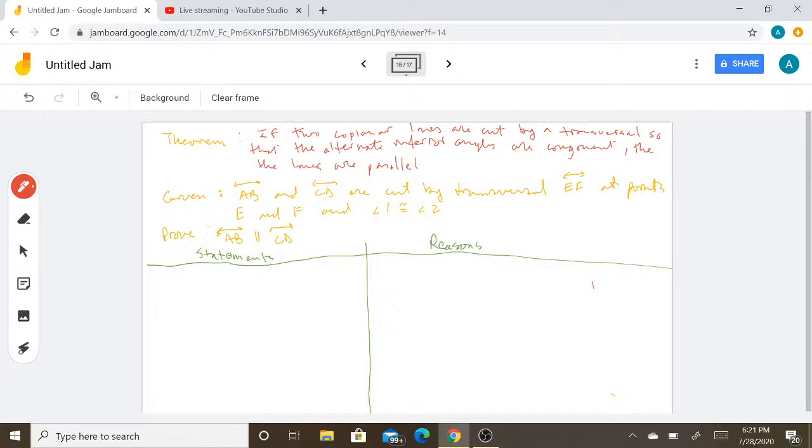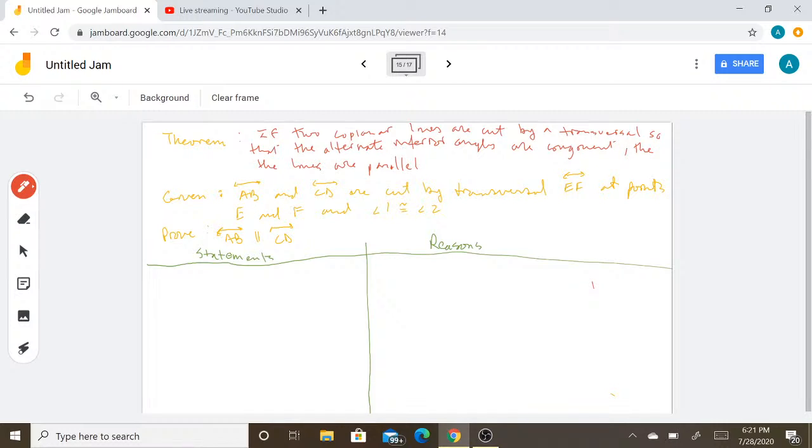So if we're given that lines AB and CD are cut by a transversal EF at points E and F, and that angle 1 and angle 2 are congruent, prove that line AB is parallel to line CD. So to prove this theorem, we can use an indirect proof. What that means is we can make an assumption and then contradict the assumption to prove this theorem. So what we can do is assume that instead of the lines being parallel, they're not parallel.